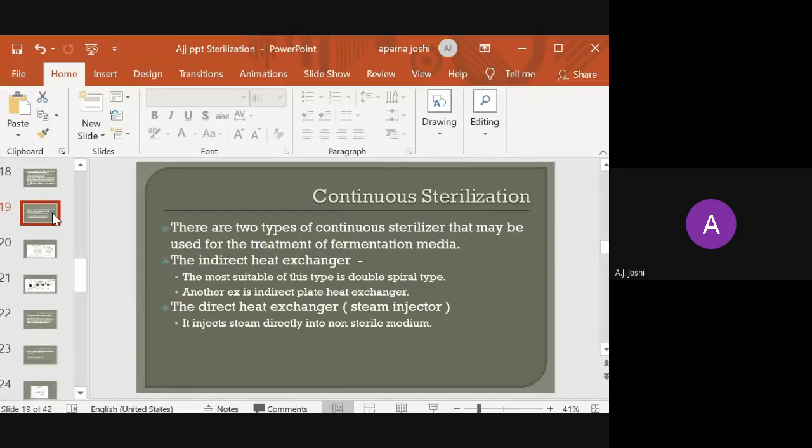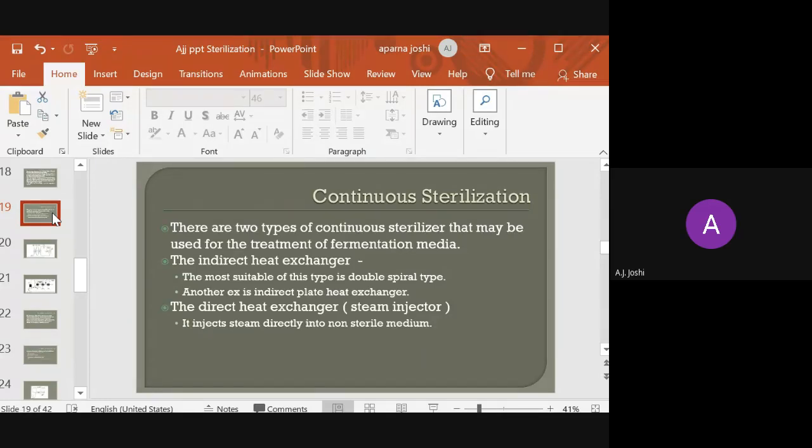Now, continuous sterilization of the fermentation media can be carried out by two different types: the indirect heat exchanger and the direct heat exchanger. In case of the direct heat exchanger, it is the actual steam injector. We have discussed this, but the typical headings I have not mentioned are actually included in your book, that is the Whitaker. So what is this steam injector? That means we inject the steam directly into the fermentation media, and with the help of that injection of the steam, we carry out the sterilization of the fermentation media, that is the continuous sterilization.